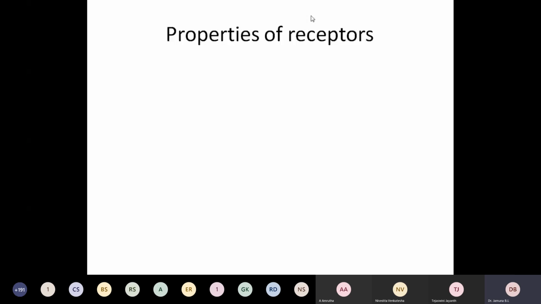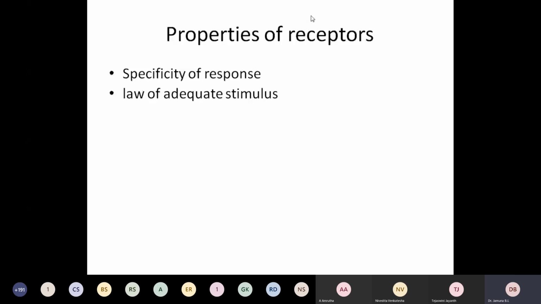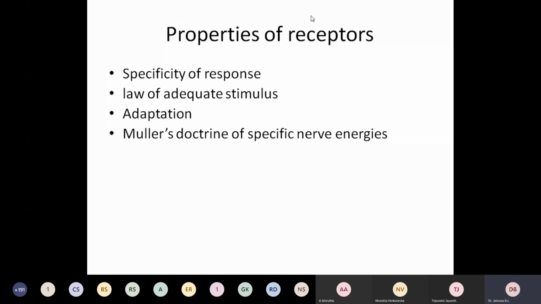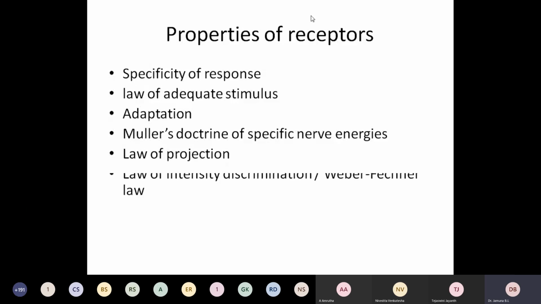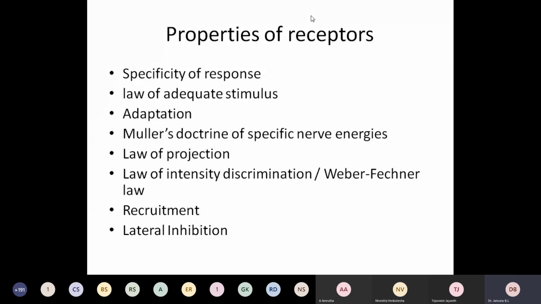So to conclude, the properties of the receptors are: the first is specificity of a response, the second is the law of adequate stimulus, and then adaptation, the receptor shows adaptation. Then there is the doctrine, Muller's doctrine of specific nerve energy; the pathway you can call the labeled line principle also. Then there's the law of projection, and the law of intensity discrimination or Weber-Fechner law, then the recruitment of the receptors, and the last one is lateral inhibition. So these are very important properties of receptors.